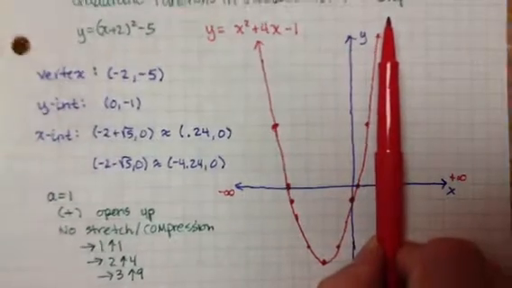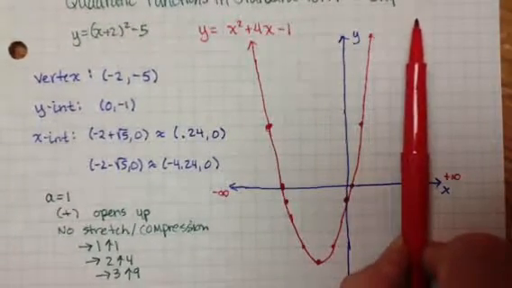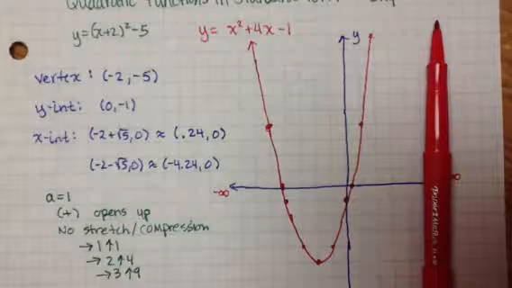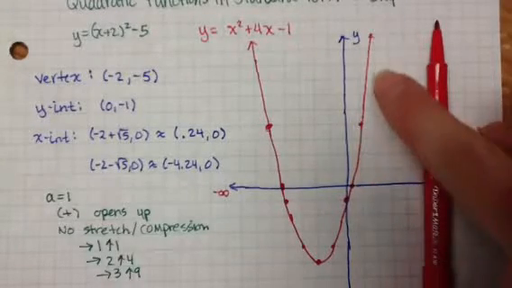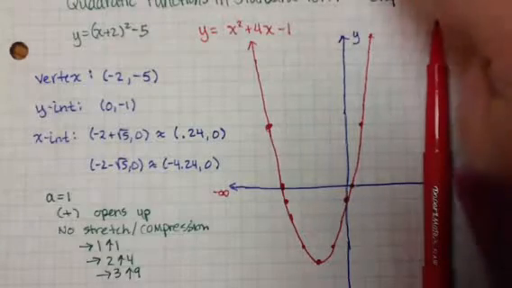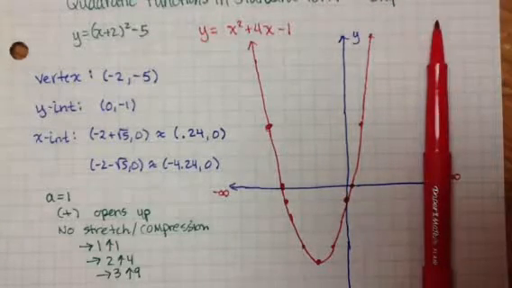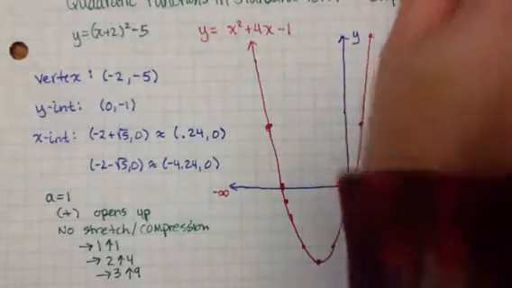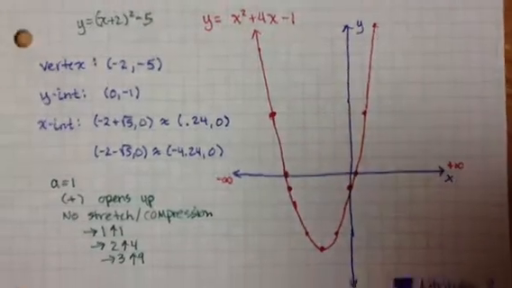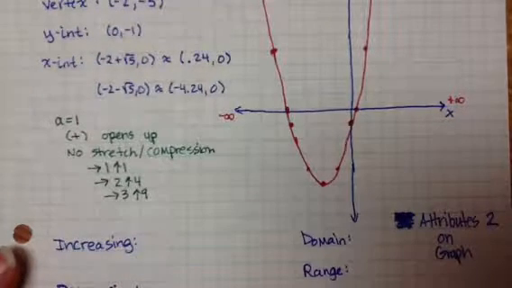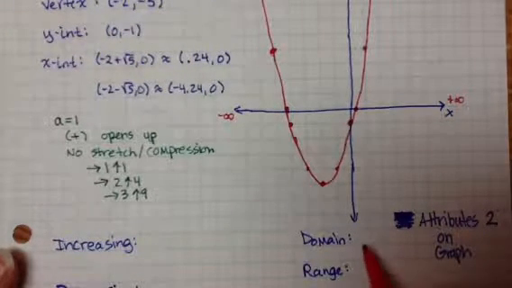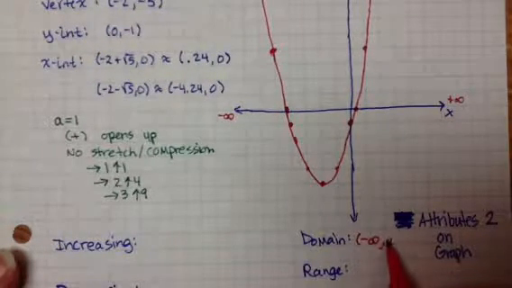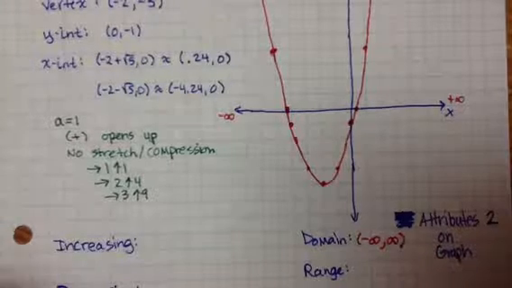And then what happens when I get out here at positive infinity? Is the graph still defined? Well, yes it is, because this graph continues to grow outward, forever really. So the domain for this graph, and actually for every single parabola, is going to be negative infinity to infinity.